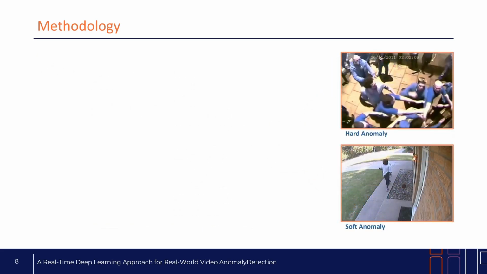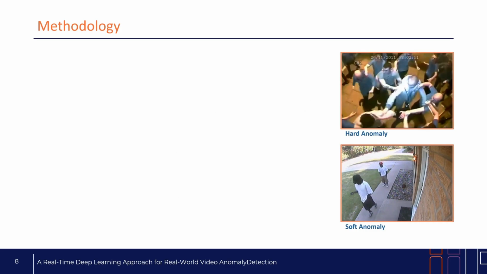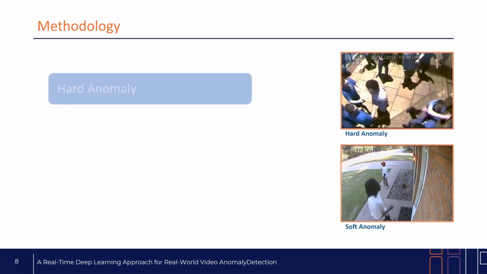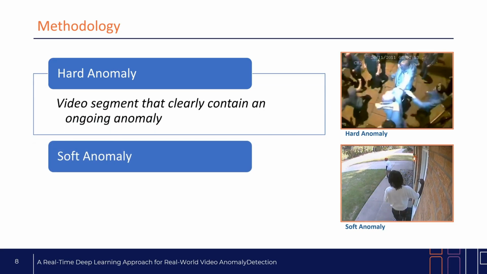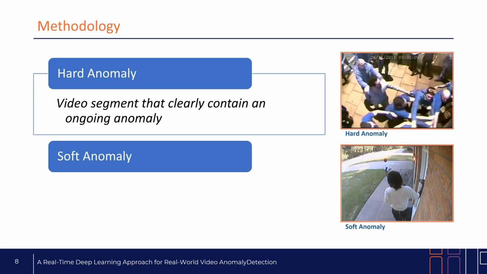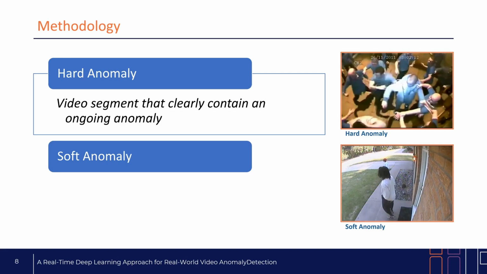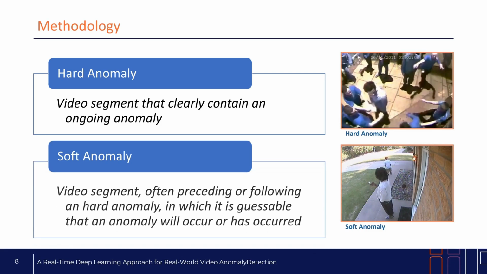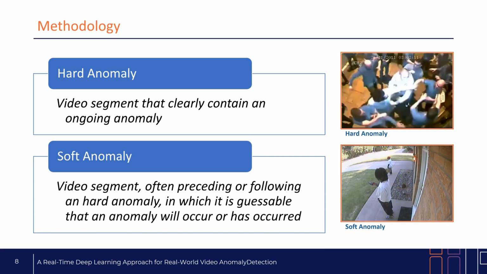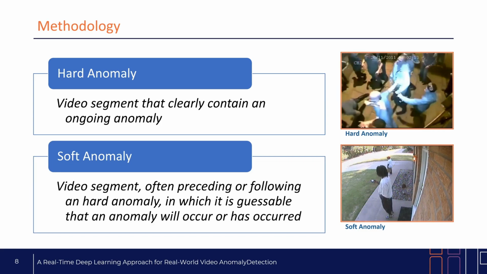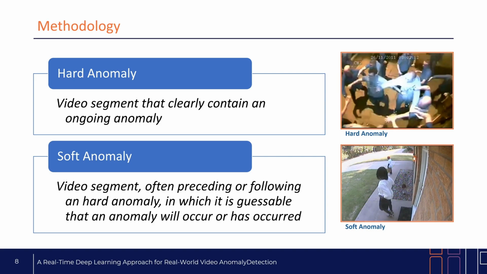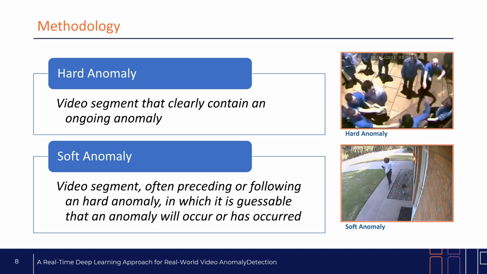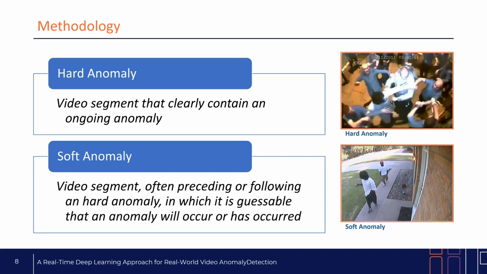In our work, we introduced a new taxonomy that divides the anomalies into hard and soft. A hard anomaly is a video segment that clearly contains an ongoing anomaly, like the video you can see on the right. Instead, a soft anomaly is a video segment often preceding or following a hard anomaly in which it is guessable that an anomaly will occur or has occurred, like in the second video.